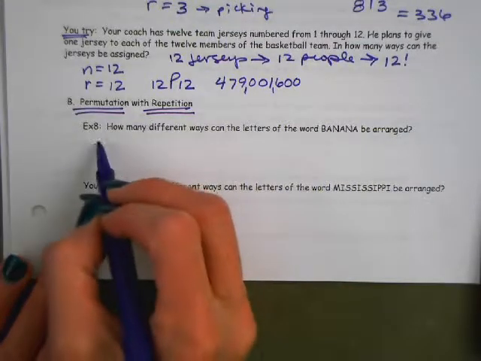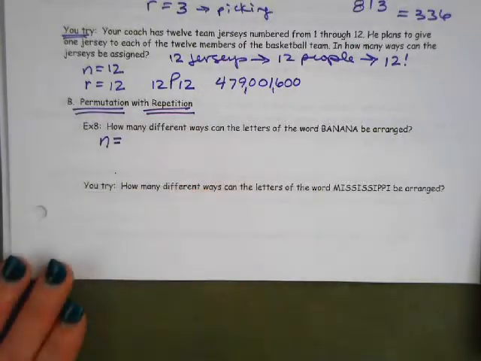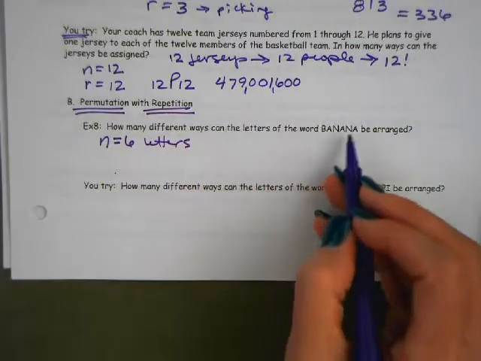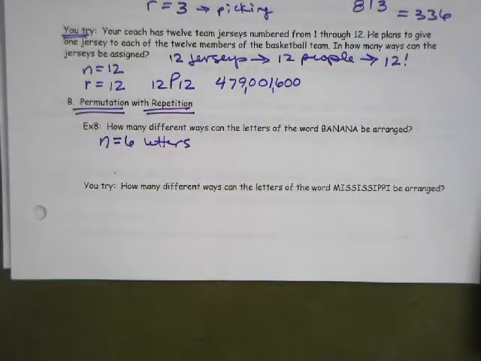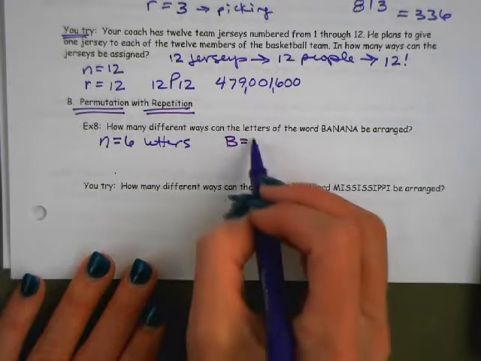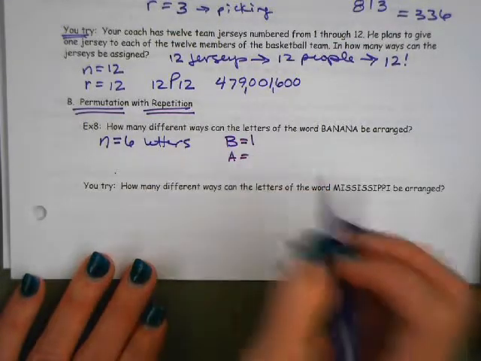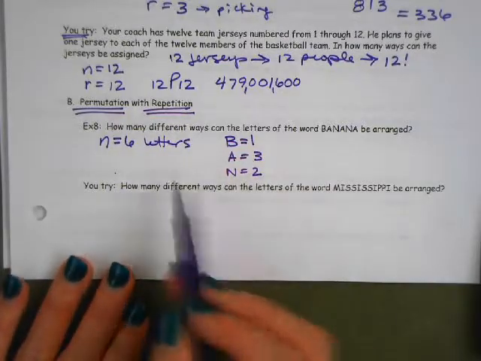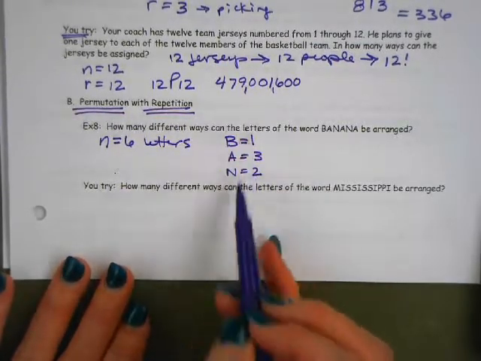Well, the first thing we need to know is N. How many letters do we have? 6. We have 6 letters. Now they can be arranged multiple ways. However, we have multiple N's and multiple A's, so we don't know which A is which A and which N is which N. So what we do is break down each letter. How many B's do I have? How many A's do I have? And how many N's do I have? These kind of act like my R's.